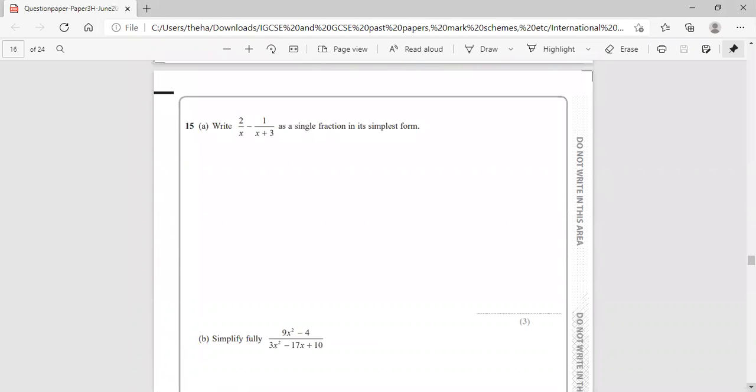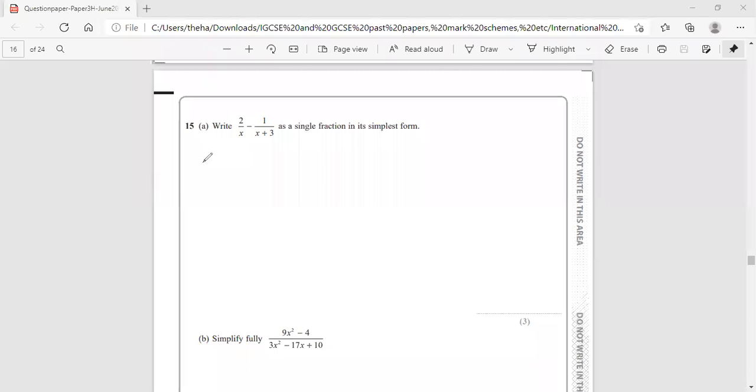So question 15, part A. Write 2 over x minus 1 over x plus 3 as a single fraction in its simplest form. So this is pretty simple. There's a rule that we use. I'm going to write the rule down.